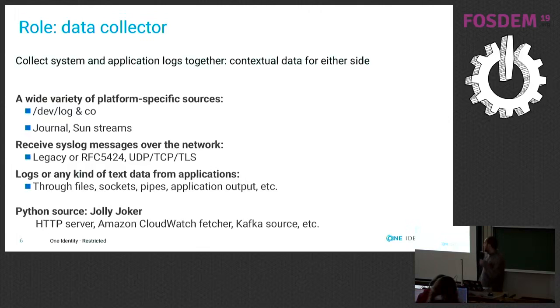But the absolute jolly joker source is the Python source, as this way you can easily add just about anything, like an HTTP server to collect log messages, or fetch messages from Amazon CloudWatch using the Python API, or adding a Kafka source without really too much effort.